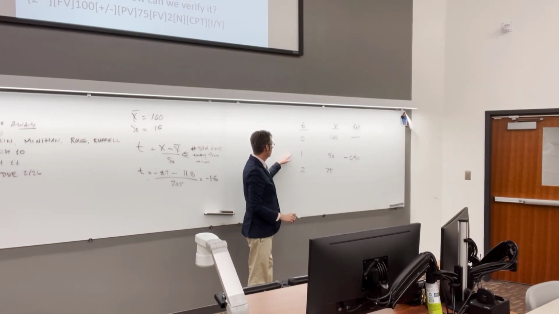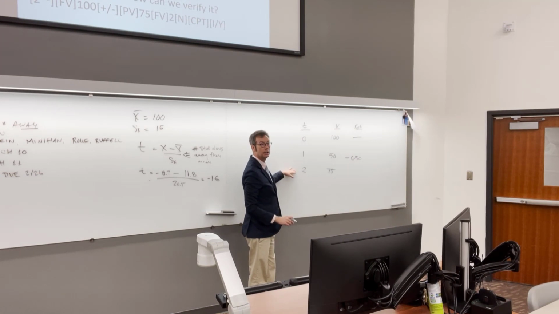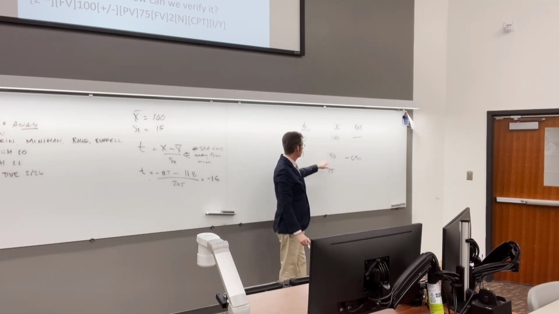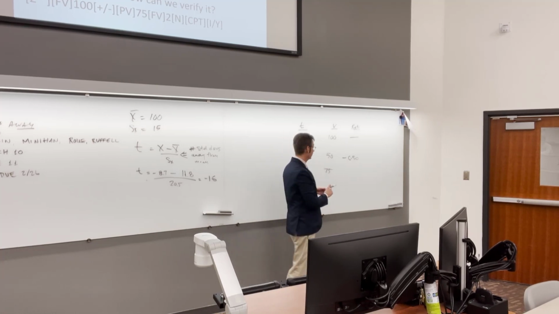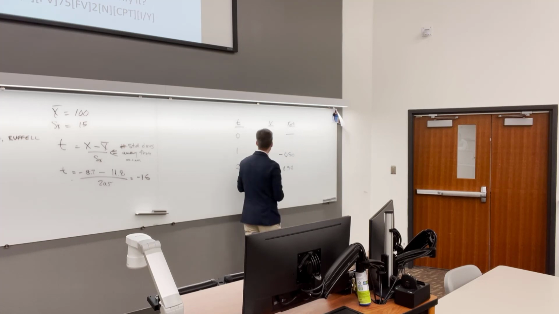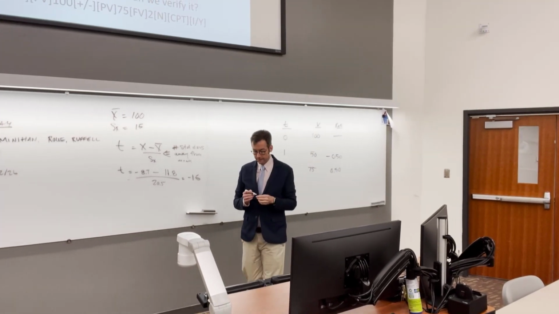Now we're going to look for the return between time 1 and 2. And we're going to start here with 75. We're going to subtract 50. What does that give us? So 75 minus 50 is 25. Divide by 50. What's 25 divided by 50? 0.5. 25 divided by 50 is 0.5.